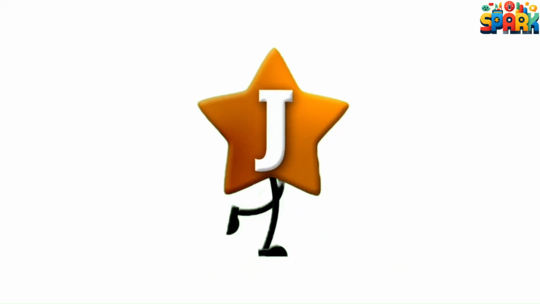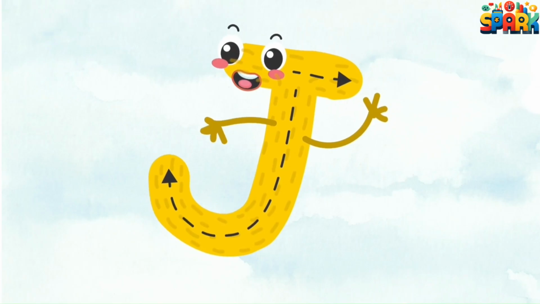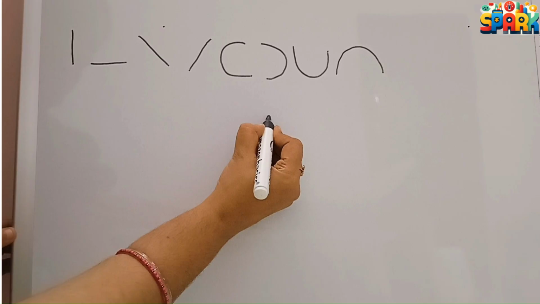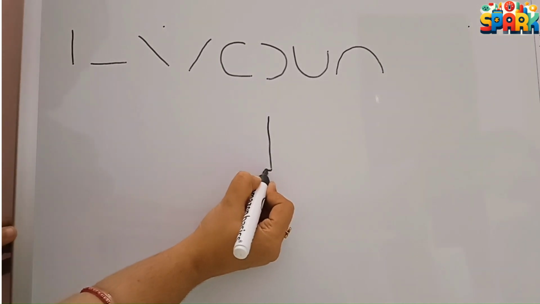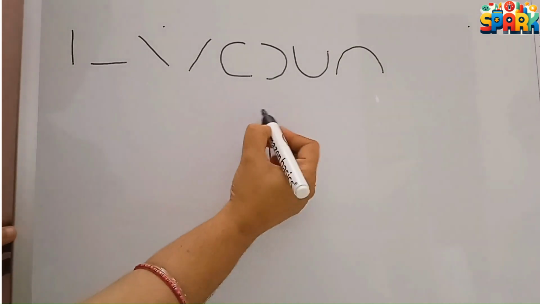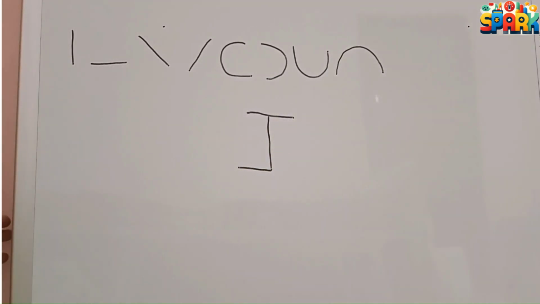Now let's move to J. This is the letter J. Let's trace it together. Start from the top. Draw one standing line down. Now draw a small sleeping line to the left and at the top draw another sleeping line like this.